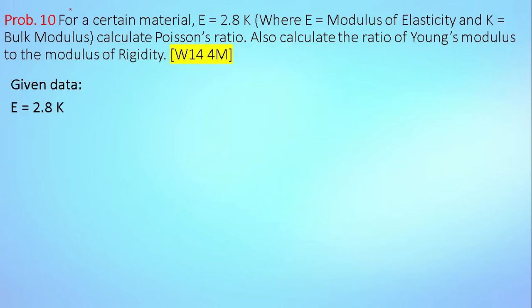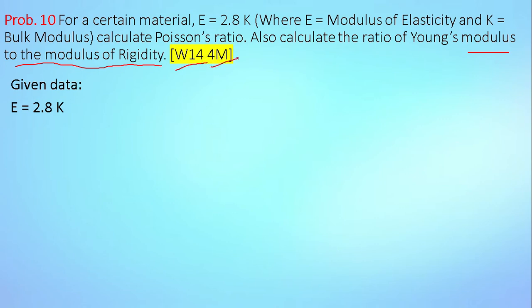Problem number 10. For a certain material, E is equal to 2.8 K, where E is the modulus of elasticity and K is the bulk modulus. Calculate Poisson's ratio. Also calculate the ratio of Young's modulus to modulus of rigidity. This question is from the winter 14 paper. This was for 4 marks.